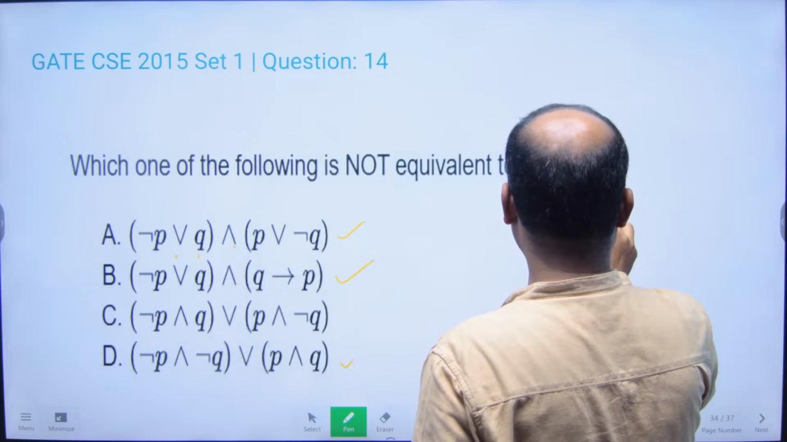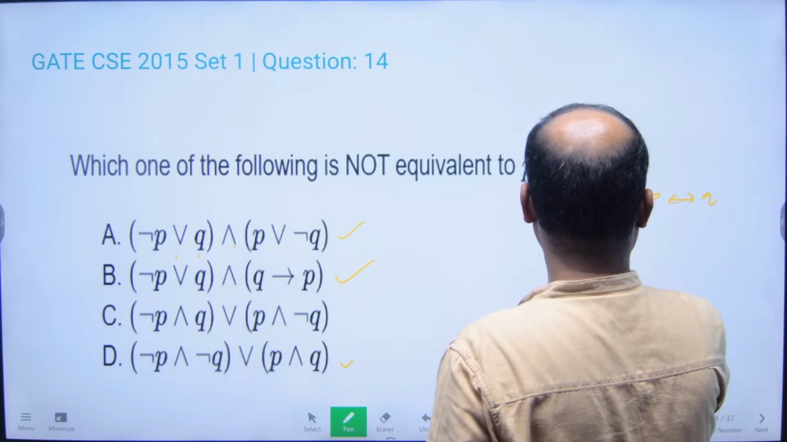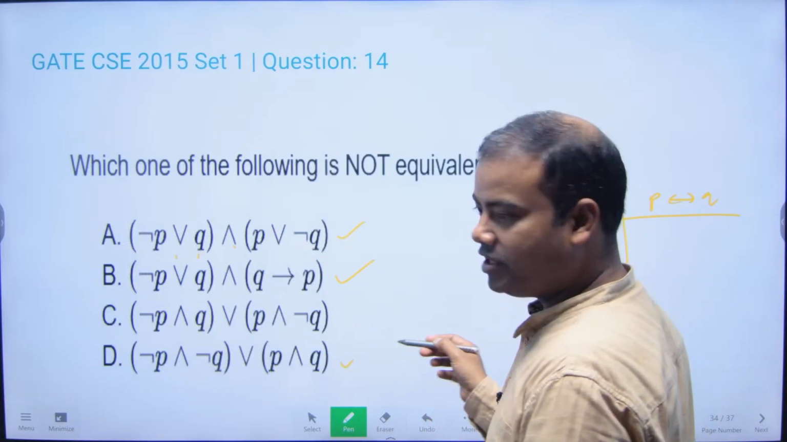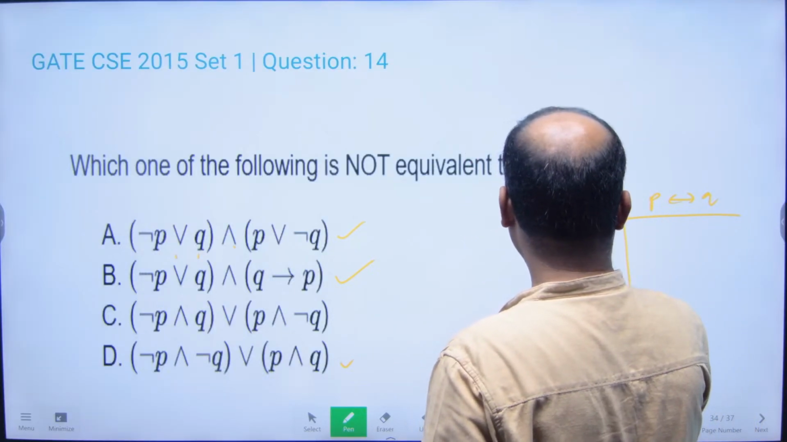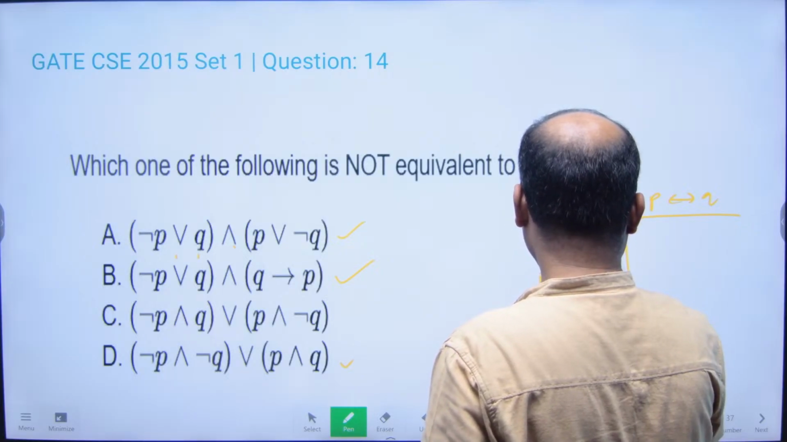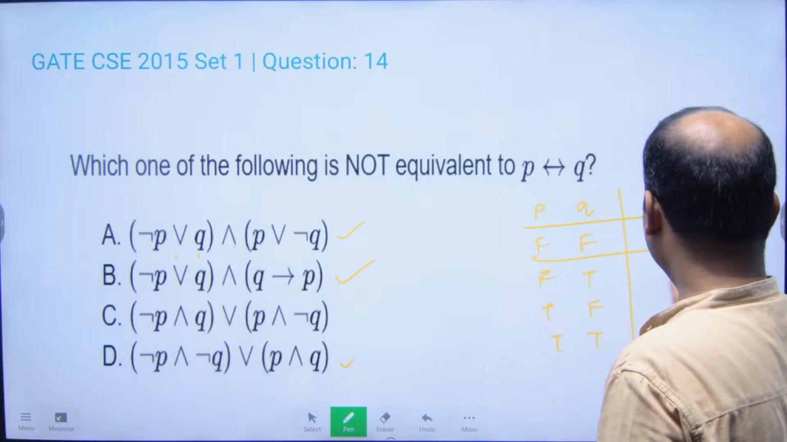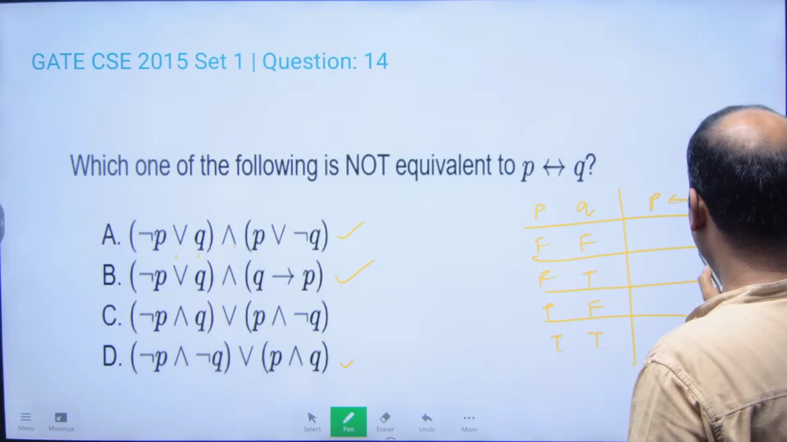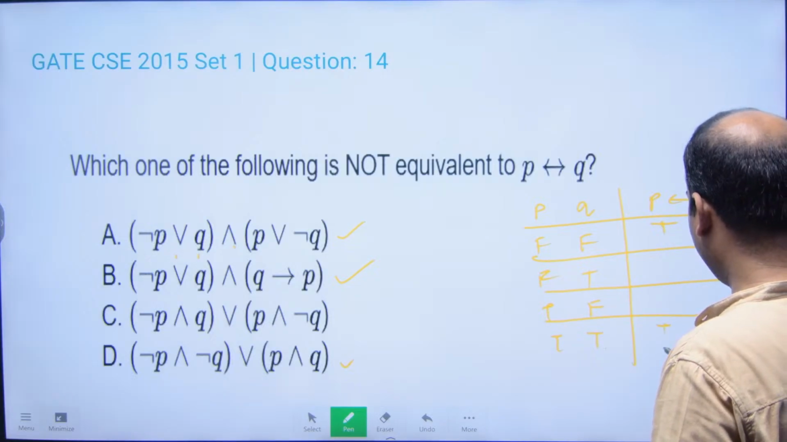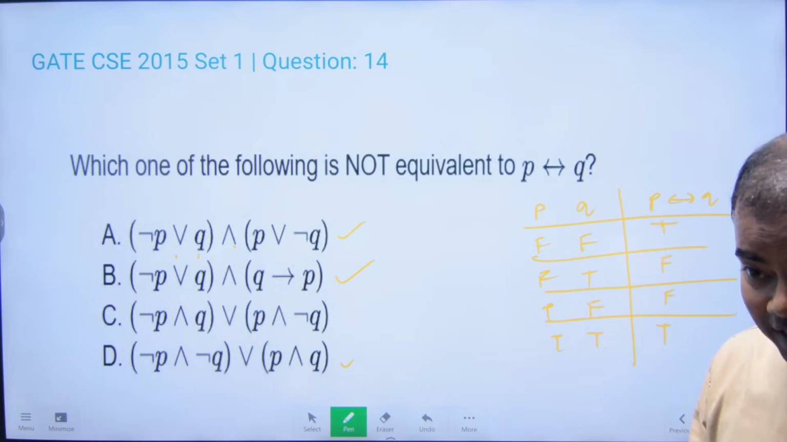P, Q. I am writing 0 0, or you can think like true false also. So false false, false true, true false, true true. So in all these, what happened here? It is true, true, here it is false, here it is false. Is it clear?